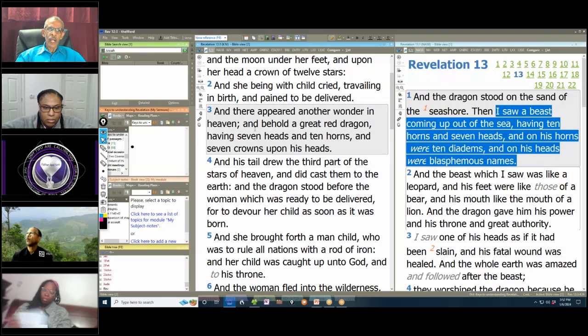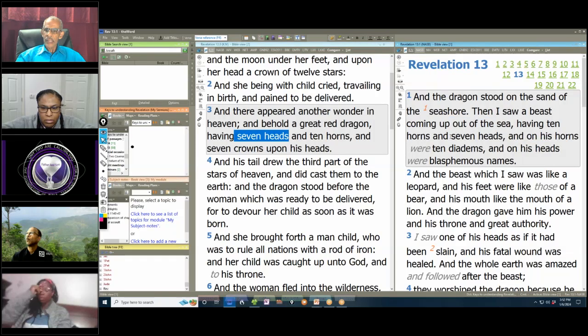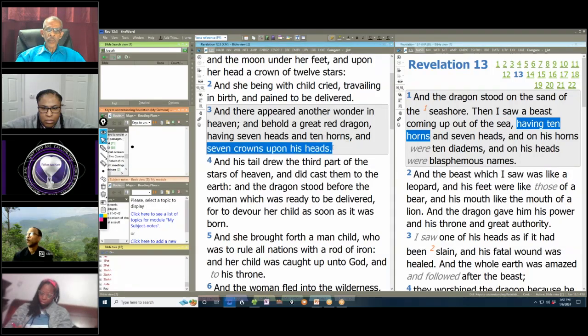I saw a great red dragon having 7 heads. Now, it says the beast has 7 heads. It says the dragon had 10 horns. It says the beast has 10 horns. It says the dragon has 7 crowns upon his heads. But the beast does not have 7 crowns on his heads. No. Instead, he has 10 crowns. It says diadems. It's the same thing as crowns. He has 10 crowns upon his 10 horns. So he's different from the dragon here. I'm going to explain why later on.